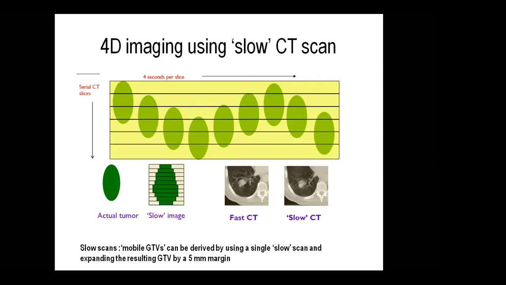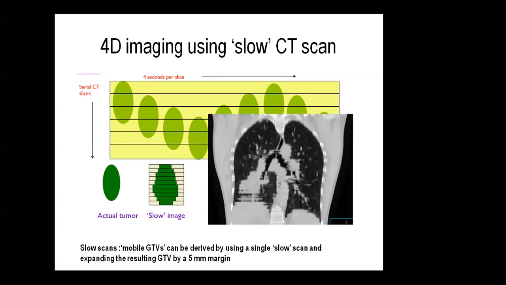The other thing that was commonly done in the past is the use of a slow CT scan. So what is a slow CT scan? A slow CT scan is one where the acquisition of the scan at a particular table position is slow. Because it takes 4 seconds to acquire the scan at that table position, the entire breathing cycle is captured at that position. And because the entire breathing cycle is captured, you are invariably going to capture the motion trajectory of the tumor. But the problem with such scans is that there are a lot of artifacts. So the accuracy of delineation in such scans might again be compromised.